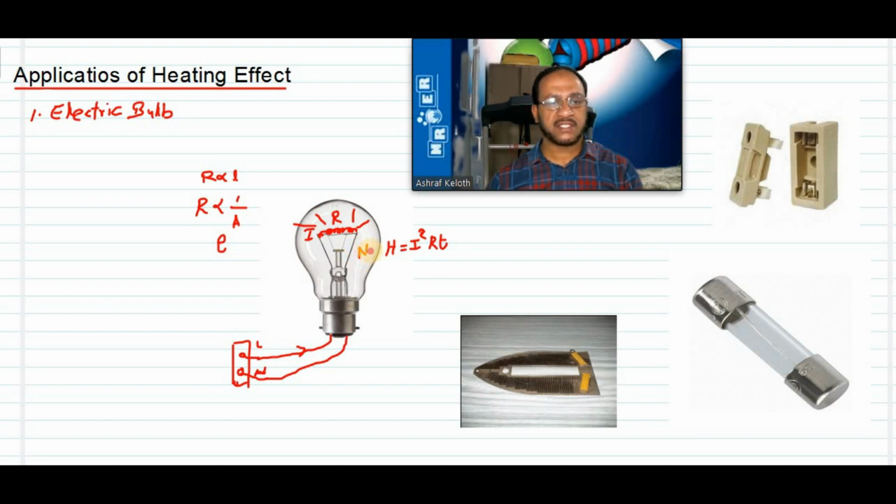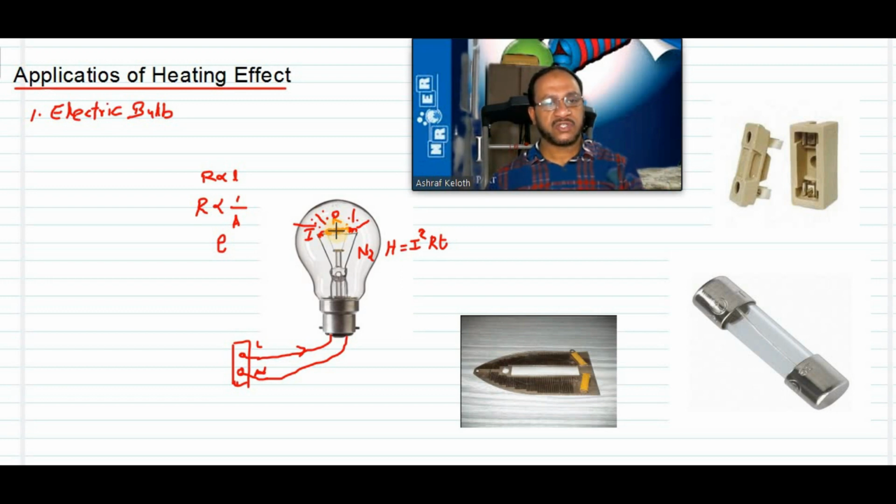So N2 gas is filled inside at low pressure. Any inert gas can be used, but normally we use nitrogen gas. Nitrogen is filled inside to reduce evaporation, because when the filament is heated above 3000 degrees Celsius, the atoms of tungsten may evaporate, like sublimation. You know sublimation. What is sublimation? From solid state directly to gaseous state. Solid state to gas.